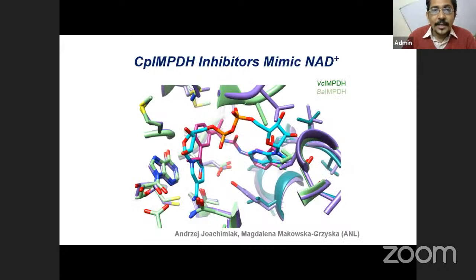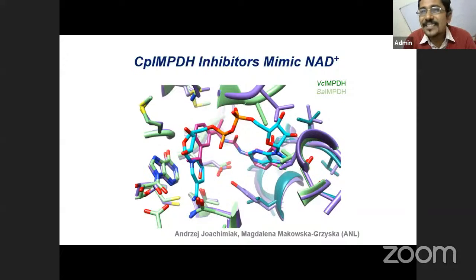Now, when you talk about all these inhibitors, another aspect which comes into the picture is X-ray crystallography. What we have done here is that we have the molecules which we developed and where we have improved the enzyme inhibition properties to a significant extent.